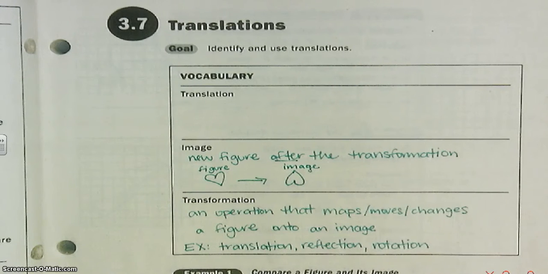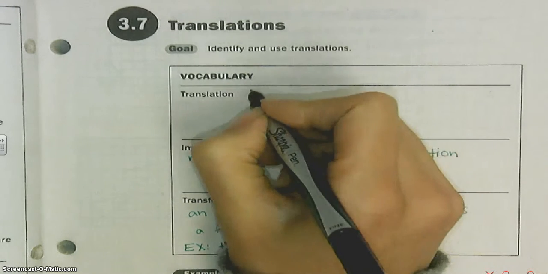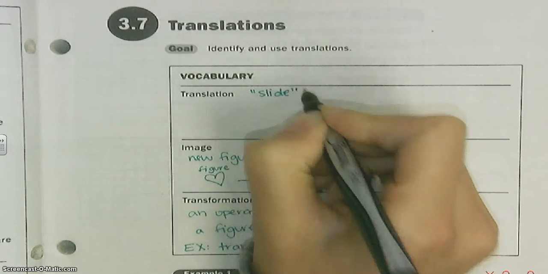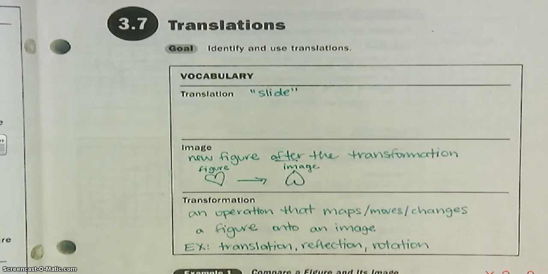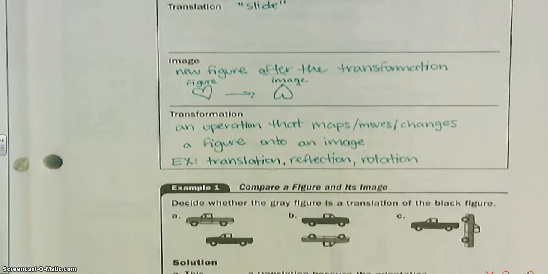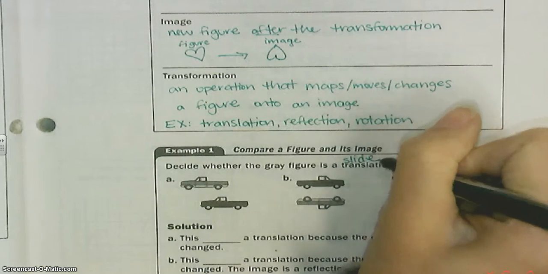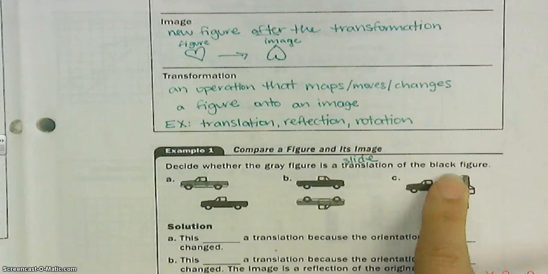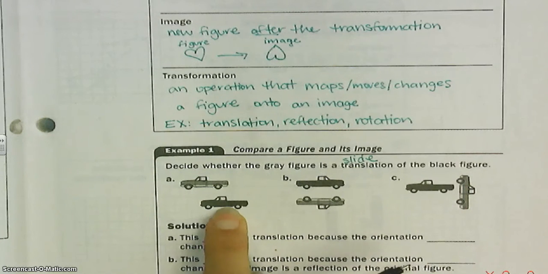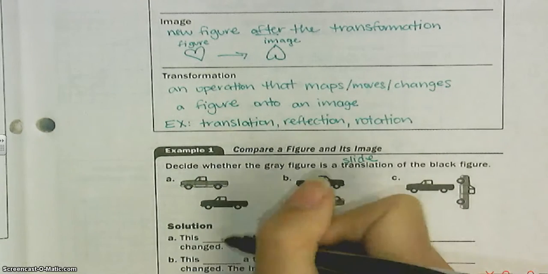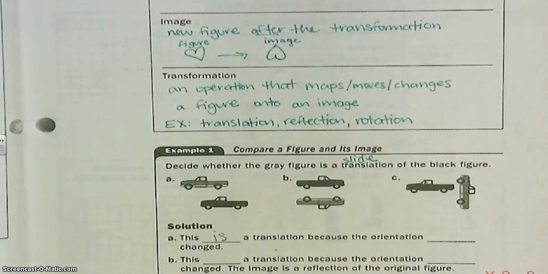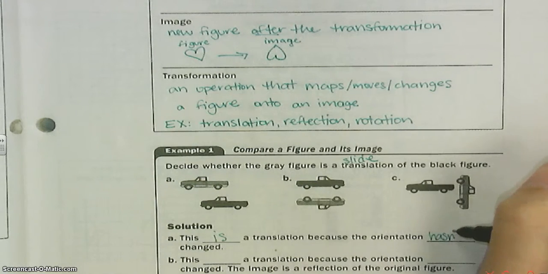So the specific type of transformation we're going to talk about, a translation, is just a slide. We're going to slide figures around. So here's an example. We're looking for which one of these is a translation, which one is just a slide. The gray figure is a translation of the black figure. Could we take this black truck and slide it onto this gray truck? Well, sure, we could slide it up and over. So this is a translation because the orientation has not changed.